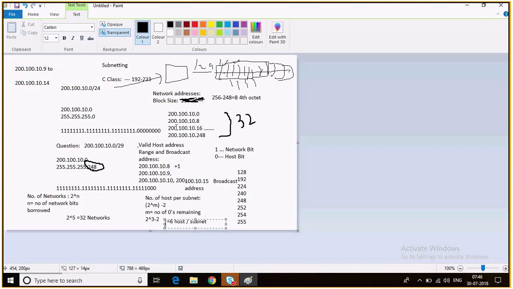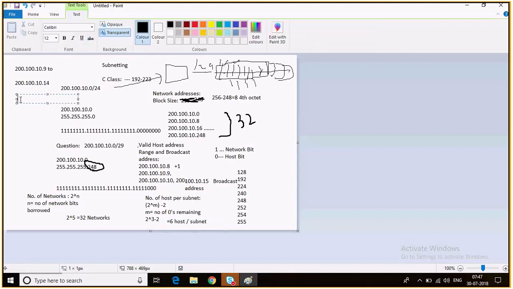in this network. Similarly, if I want to find addresses in the network 200.100.10.16, what addresses will I have? I'll have addresses from 17 till 22, right? Because 23 will be the broadcast, and 24 will be the next network address. So this is how we keep on solving these subnetting questions.